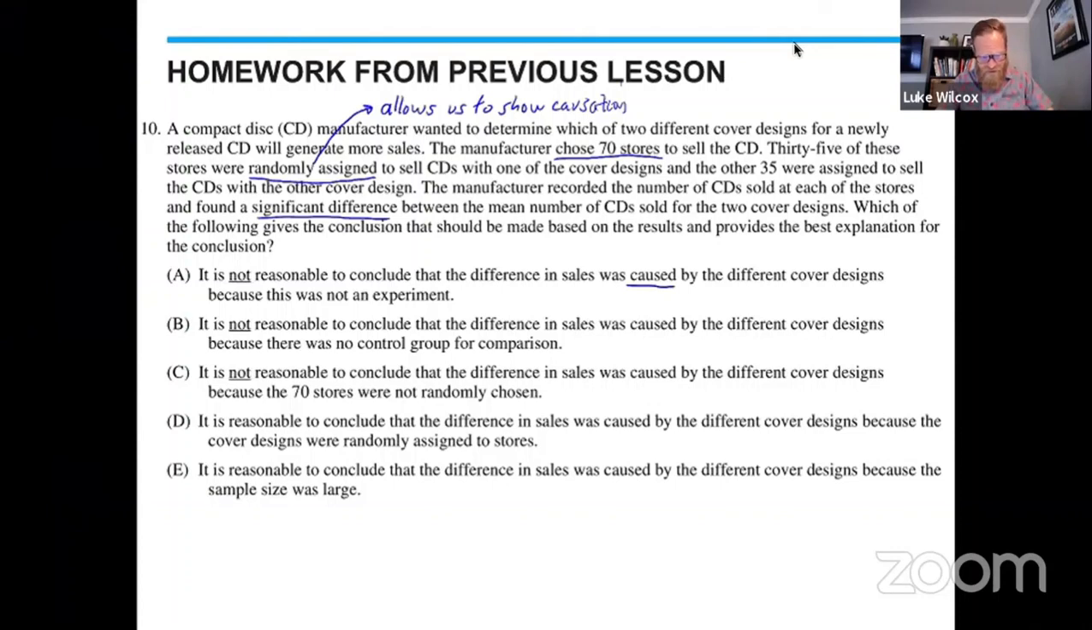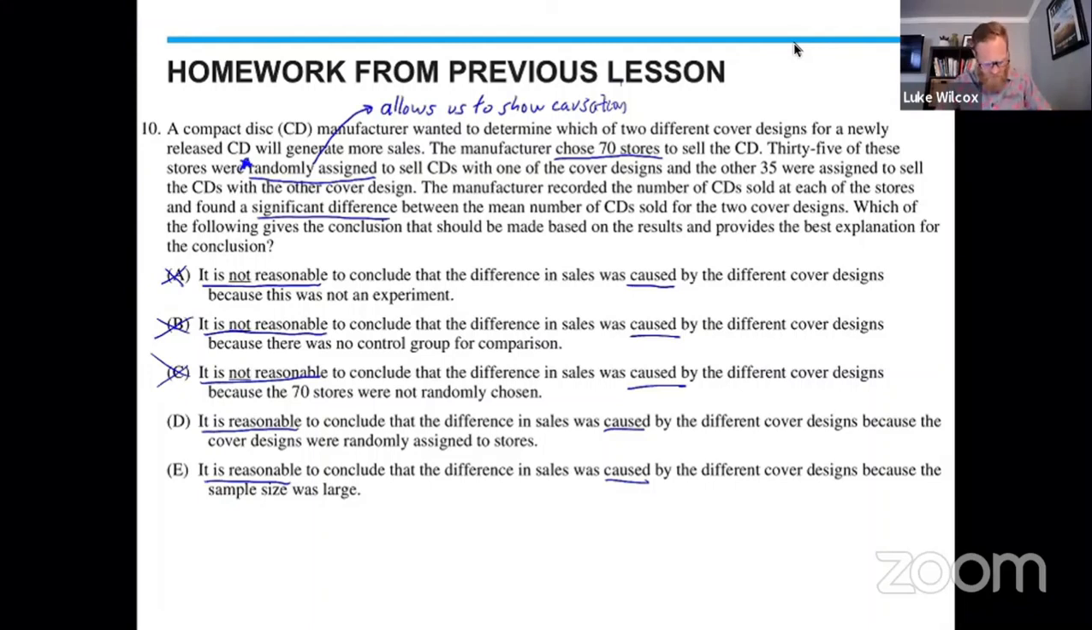Well, I think we already decided that because of this random assignment here, we actually can show causation. And so I don't like answer choice A because it's saying that it's not reasonable to conclude that there was causation. In fact, as I look at answer choice B, it is not reasonable, causation. And answer choice C, it is not reasonable, causation. I can get rid of answer choices A, B, and C right away, which leaves me with two answer choices, both of which are saying it is reasonable to conclude causation. But we have to look at the end of the statements to decide which one is correct.